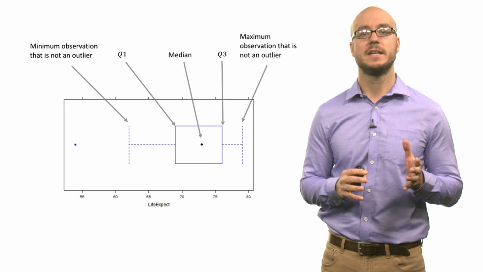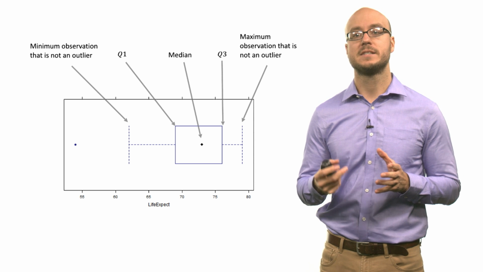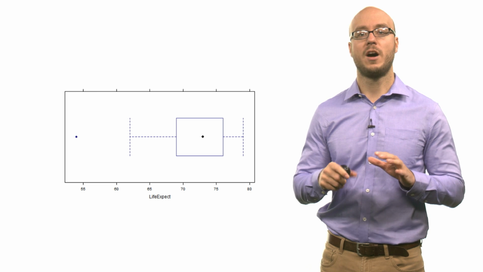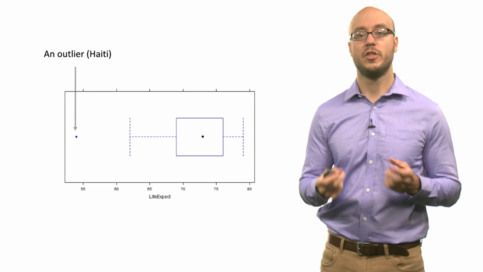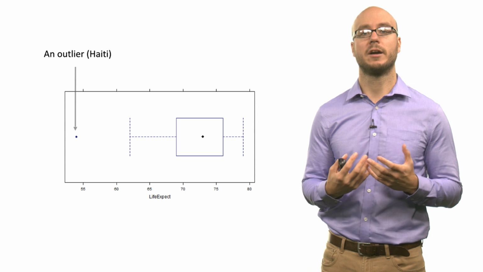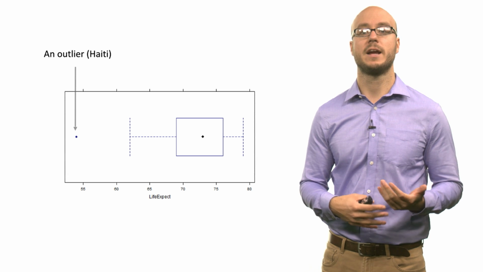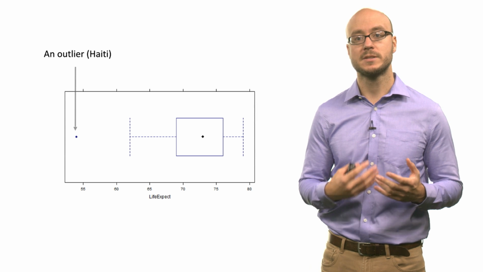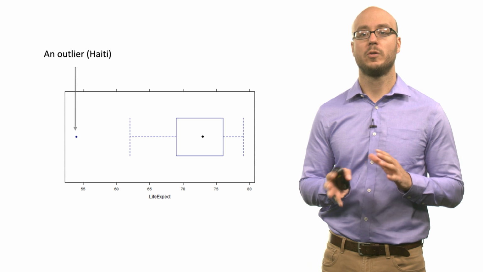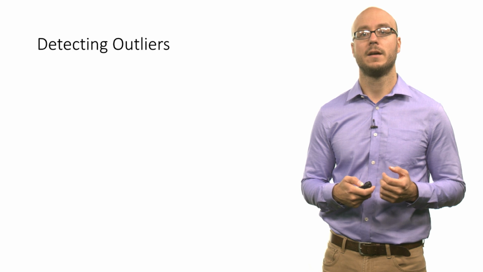Right? The lower whisker is the minimum observation that is not an outlier, and the upper whisker is the maximum observation that is not an outlier. Then we have any observations beyond the whiskers. Those are outliers. Those are extreme values. So in this case, we have one outlier on the lower end, and that's Haiti. As we also noticed when we looked at histograms and density plots, Haiti was an outlier. In this data set, we don't have any outliers on the upper end. So the only outlier we have in comparison to the rest of the data is on the lower end.